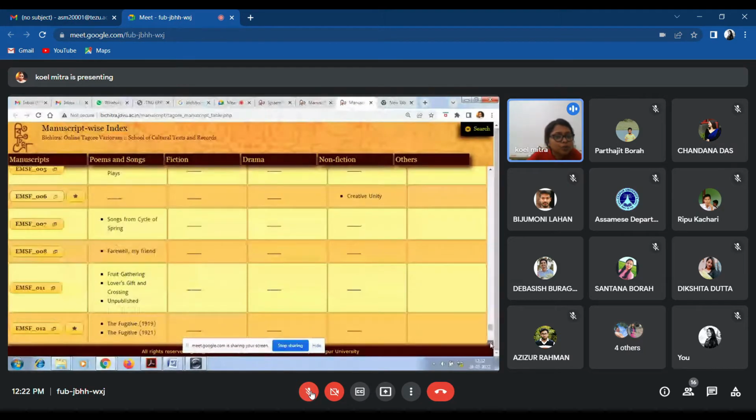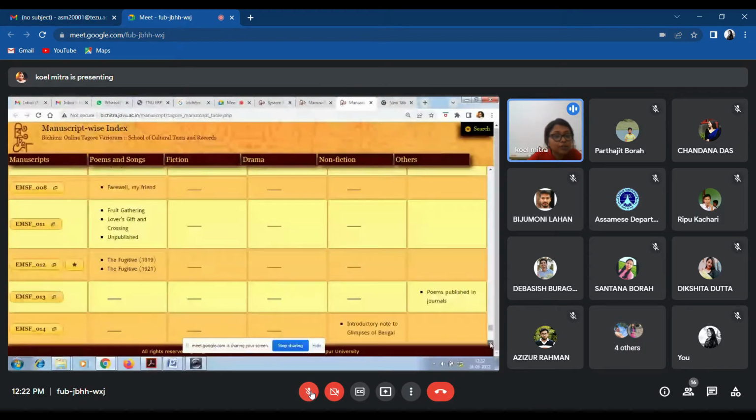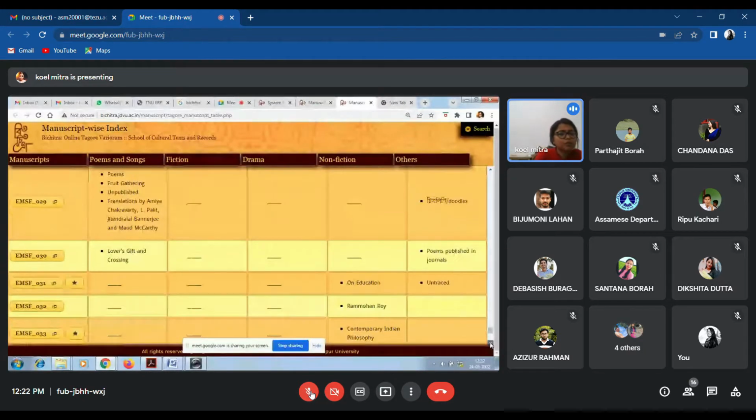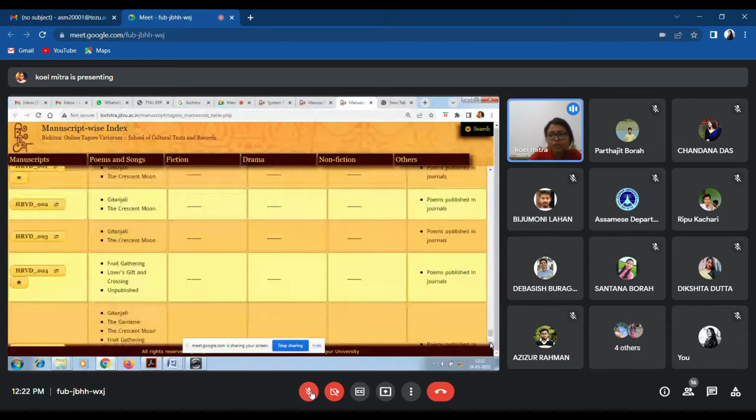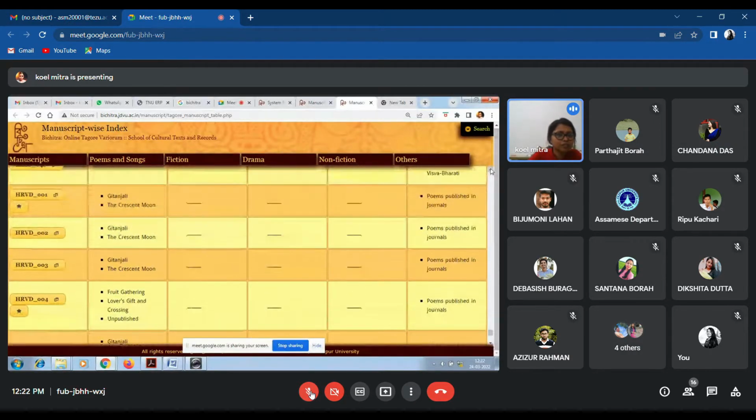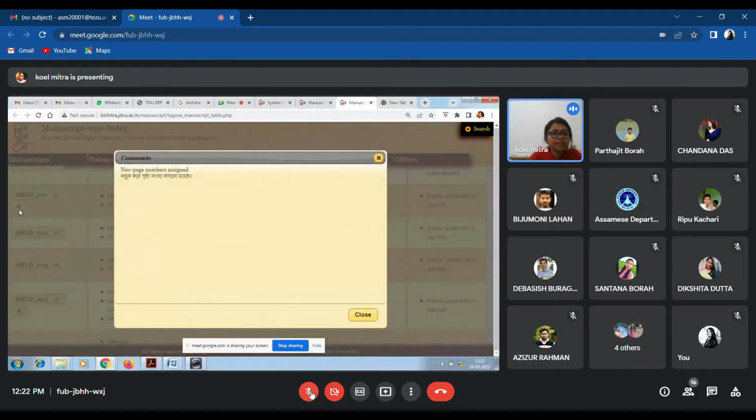After that, the English manuscripts go on till this far. You can see how it goes. It's the entire list of manuscripts. And from here, we start with the Harvard University. This one also has a comment. New page numbers have been assigned.